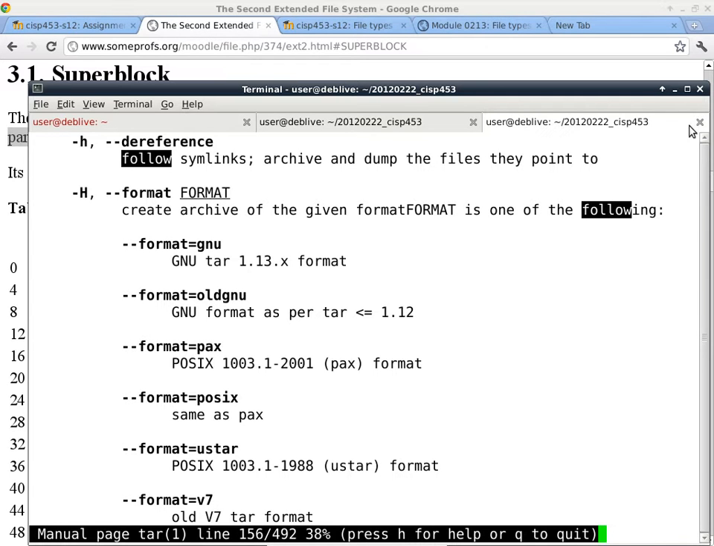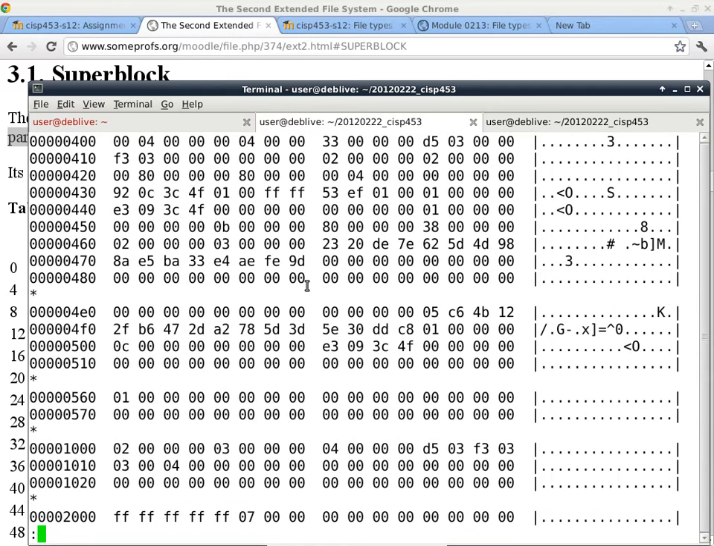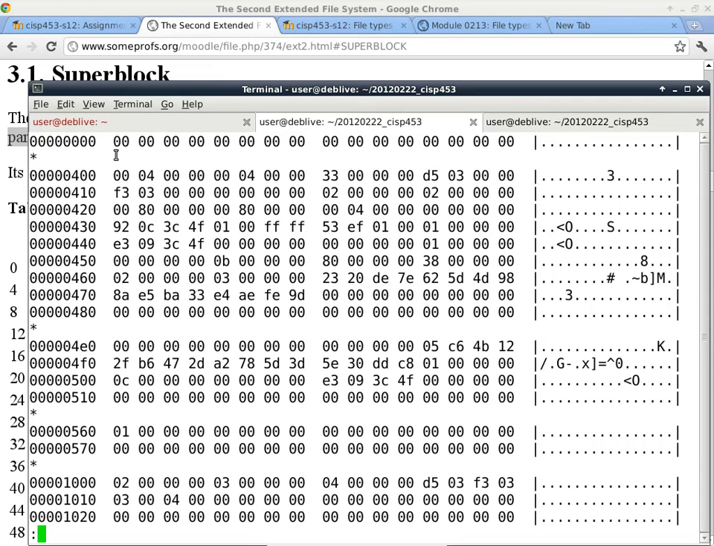Okay, good question. All right, so we are looking at a hex dump of the superblock at this point. 400 in hexadecimal is 1024. So this is the beginning of the entire superblock. The other 1024 bytes before the superblock is not used.